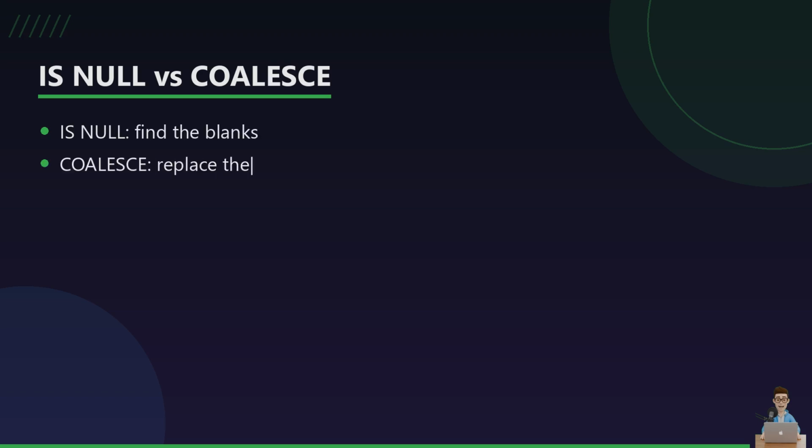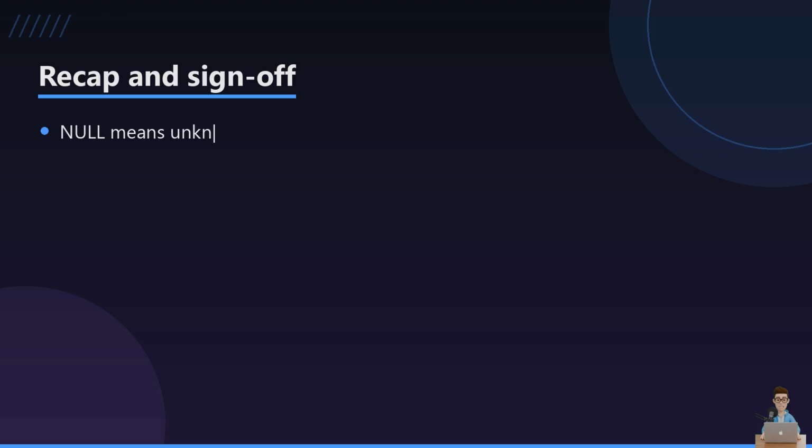People sometimes ask which one to use. They're not rivals. IS NULL is for filtering when you want to find or exclude missing rows. COALESCE is for fixing when you want to swap a missing value for something usable. Plus side of IS NULL is precise filtering. Downside is it can't replace anything. COALESCE fills gaps but won't help you filter. Different tools, keep both.